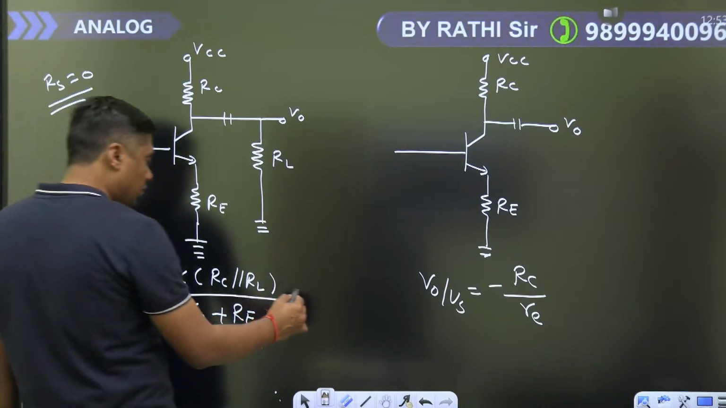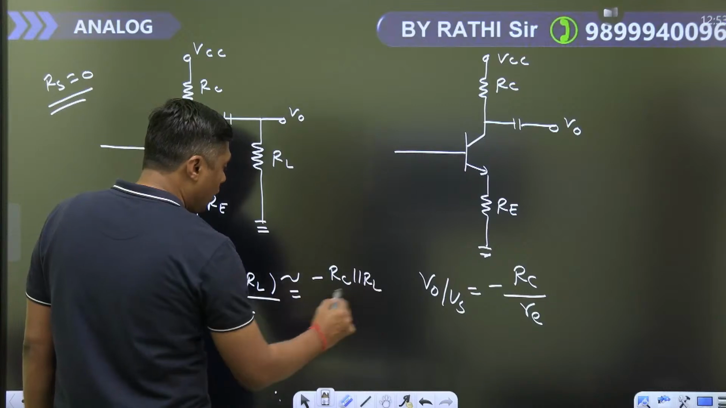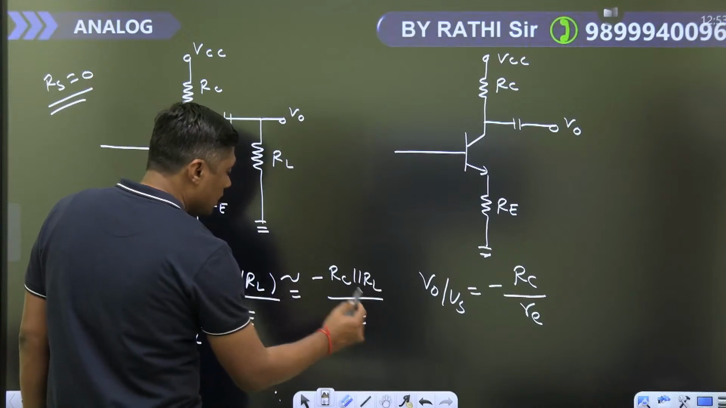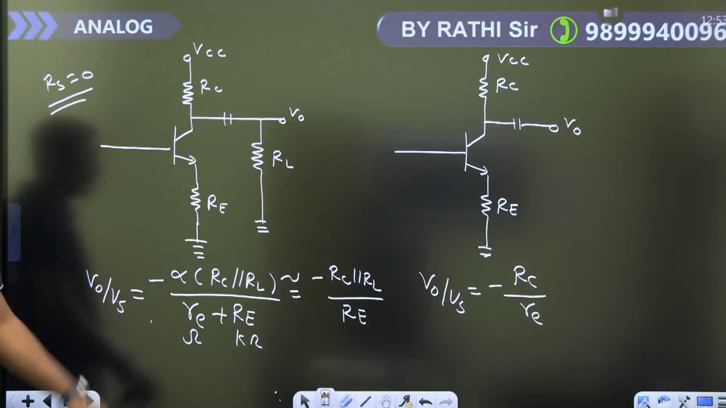And it is nearly equal to RC parallel with RL upon capital RE. That is the approximated answer, overestimated, because we are removing the small re, we are removing the alpha. So this is the higher value, so overestimated. That is the standard answer.